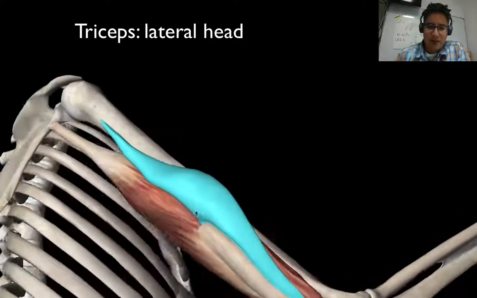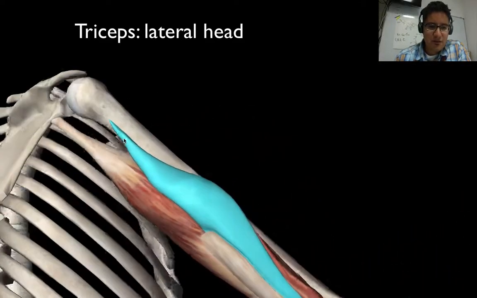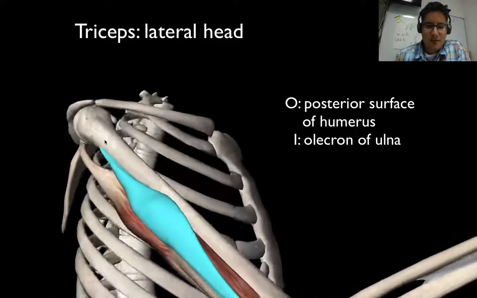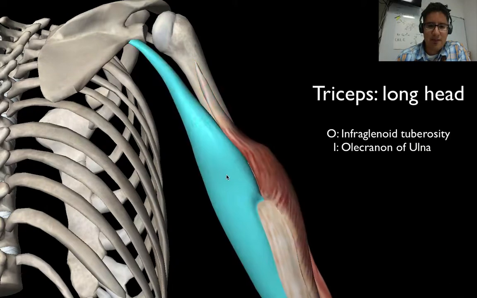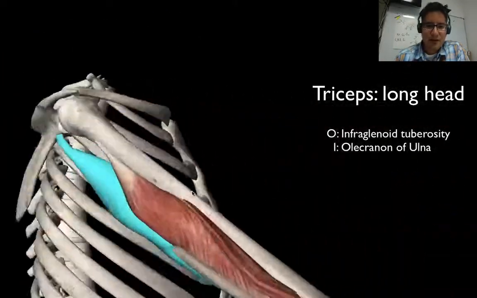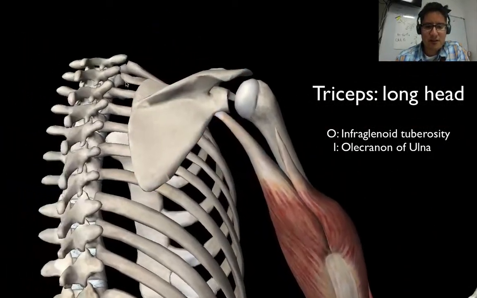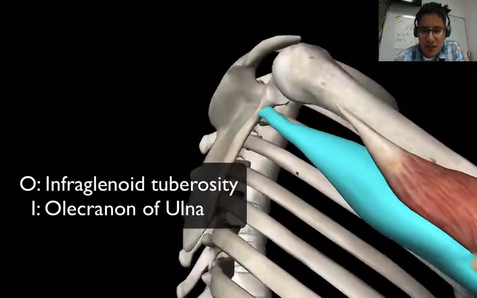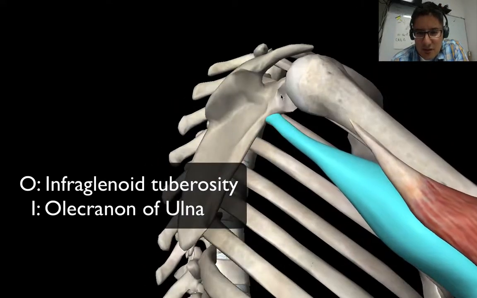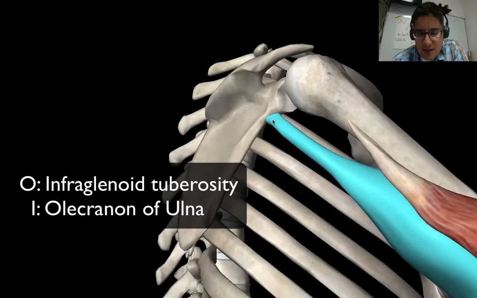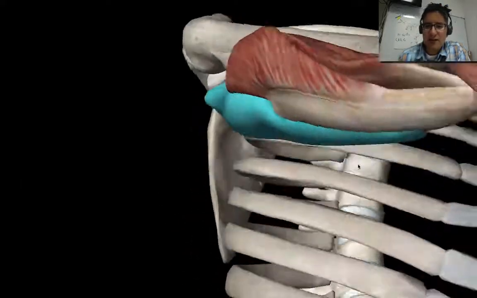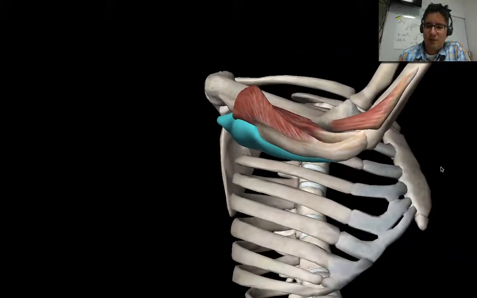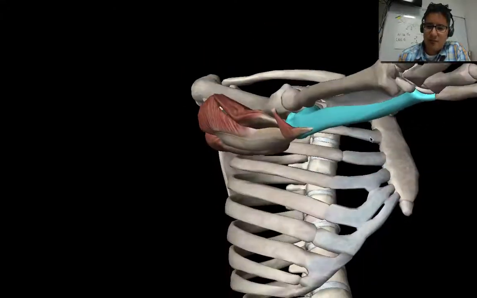Alright, so let's take a look at the lateral head. Okay, so here's the lateral head, and you can see that its point of origin is the posterior surface of the humerus. Okay, and then I have my long head. Okay, and the long head's point of origin, here let me see if I can zero in on that. Okay, the long head's point of origin is on the infraglenoid tuberosity. So here's a glenoid cavity, and then here is my point of origin for the long head. And as I mentioned before, its insertion point is the same for all three, olecranon of the ulna.